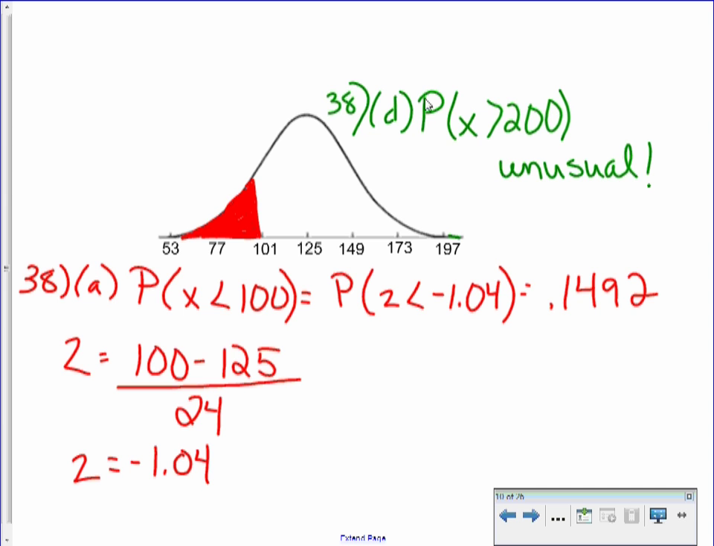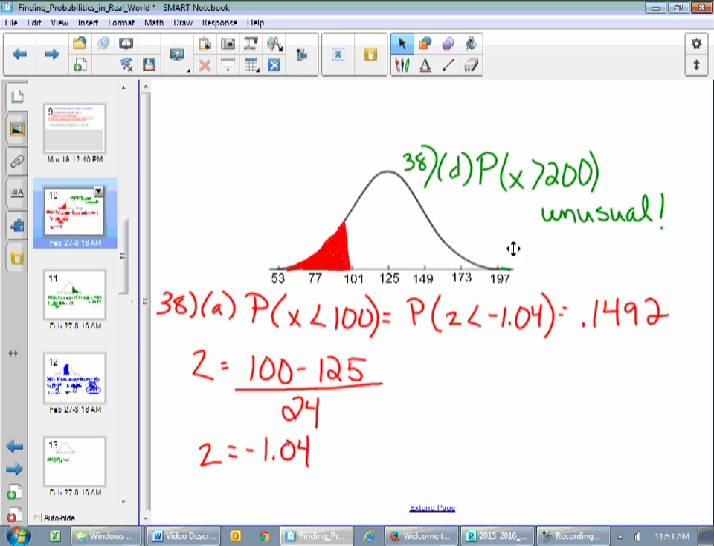Questions? All right, so take a few minutes. Try number 37. Start by figuring out what your graph's going to look like. Figure out your probabilities. 37.